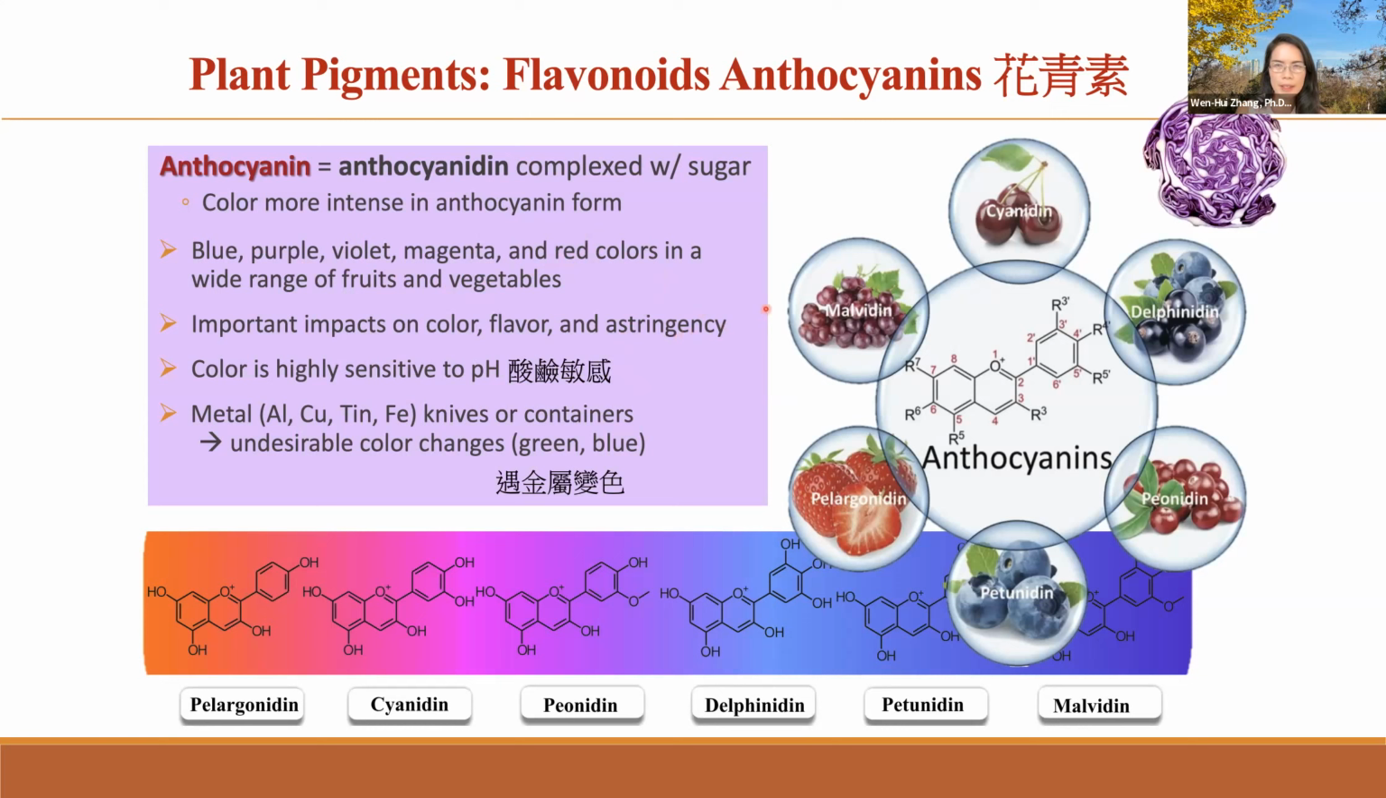The anthocyanins have a very important impact on color, flavor, and astringency of fruits. It's highly sensitive to pH. Here's the pH from low pH to higher pH. At an acidic pH, it's bright orange, red, more red. And at higher pH, in alkaline, it's more purple.